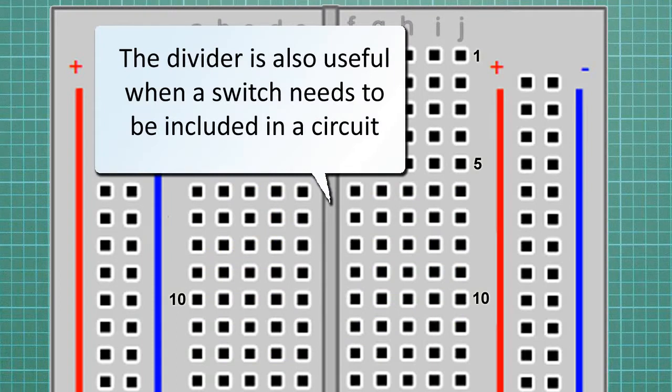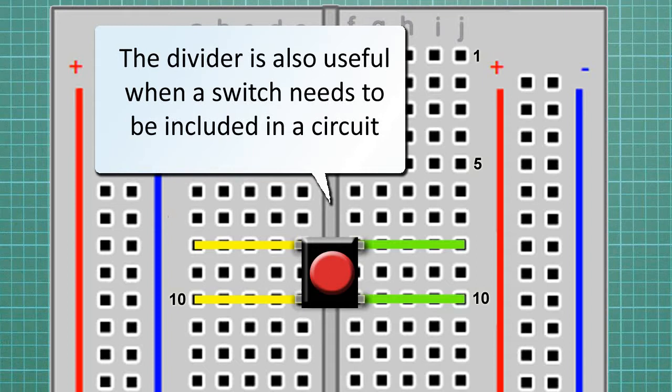The divider is also useful when a switch needs to be included in a circuit. A switch is essentially an open part of the circuit. No current flows across the switch until it's pressed or activated, which closes the circuit, and this forms a bridge for the current to flow.